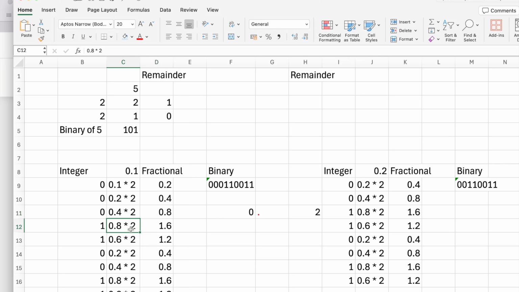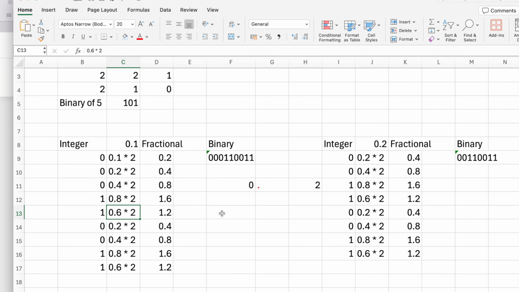Multiply 0.8 again by 2, we are getting output 1.6. We take 1 and keep it here, and now we are left with 0.6, again multiply it by 2. So keep repeating this process till the time we get 0 on the right hand side of the decimal.